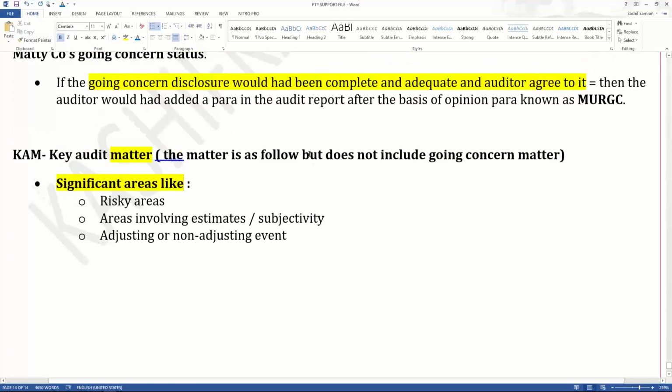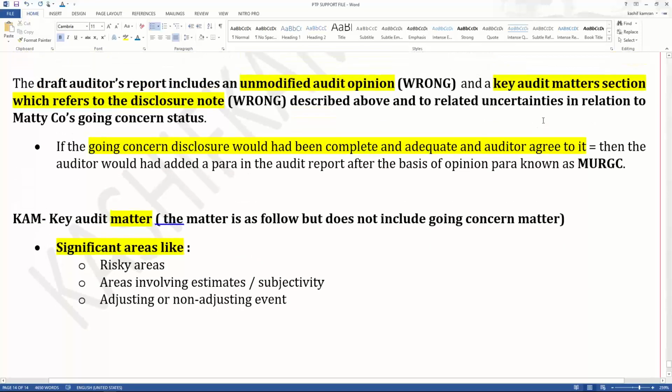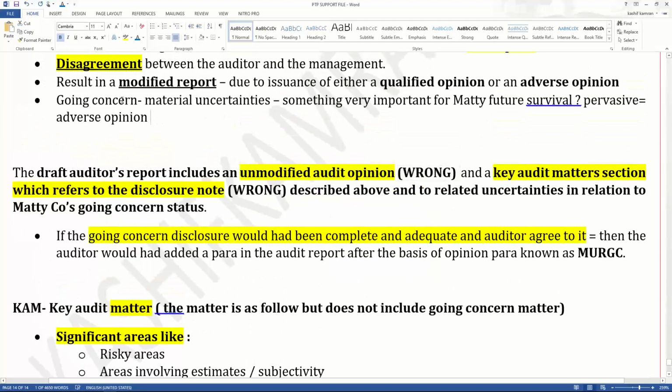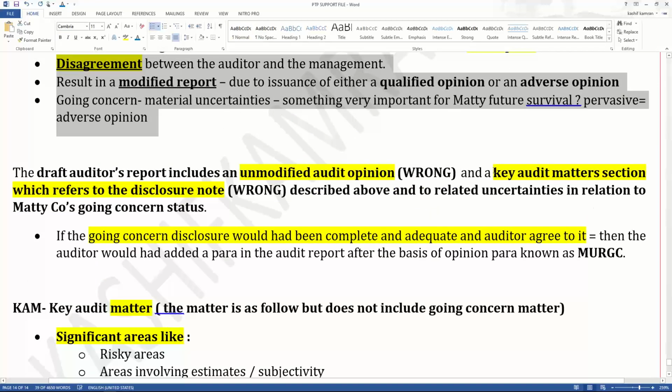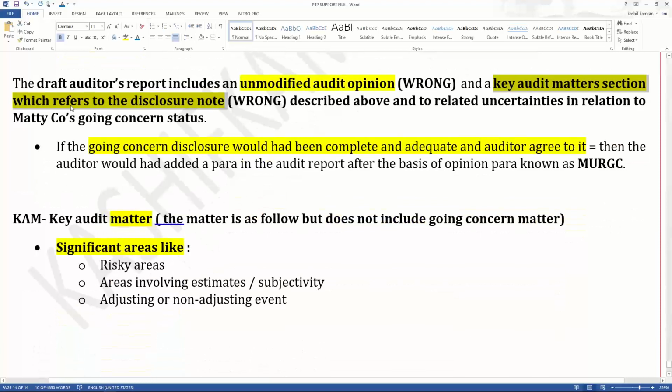So do you agree that the report published by the supervisor is wrong? Number one, for the modified audit opinion, and you have to justify that by telling the examiner what should have been the right opinion. Then the key audit matter section. You will tell the examiner that the key audit matter section cannot come for going concern, because if the going concern disclosure would have been complete, then you should have inserted a paragraph known as an MURGC paragraph. Is that clear to all of you about the rules and regulations?